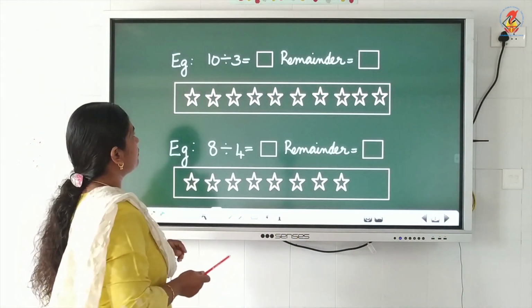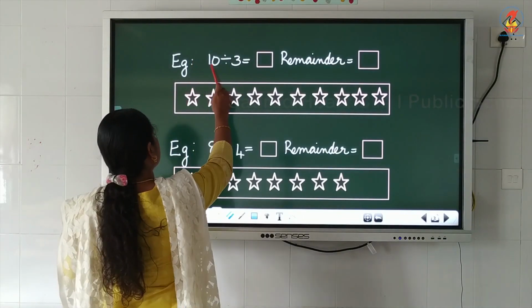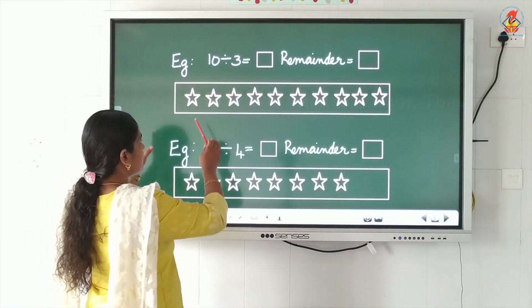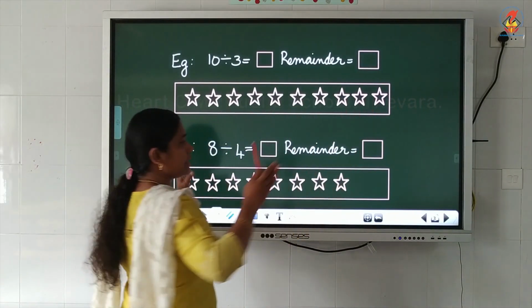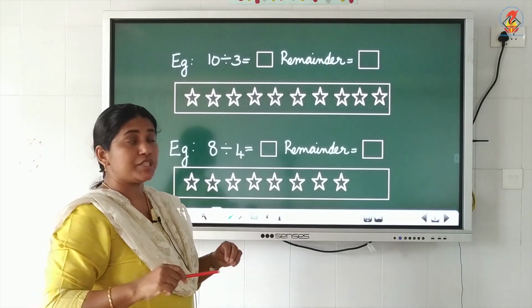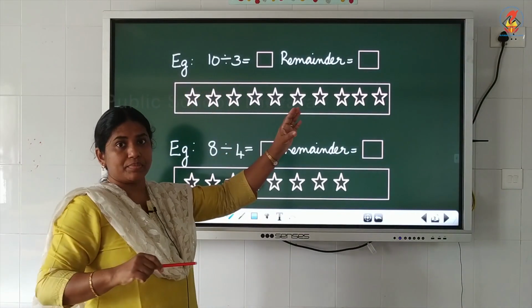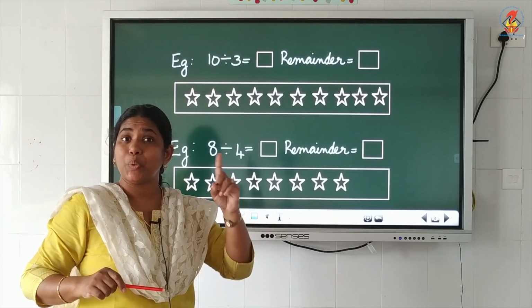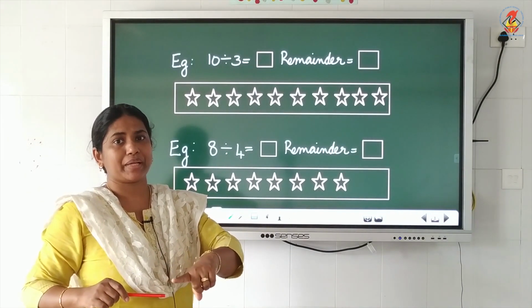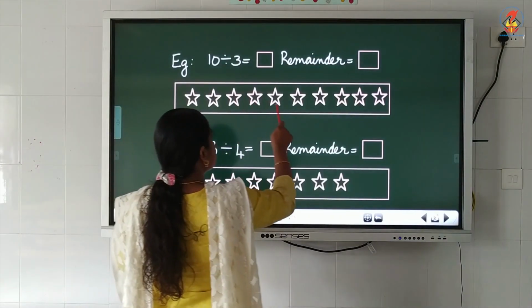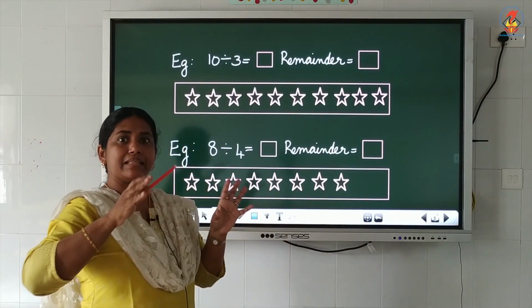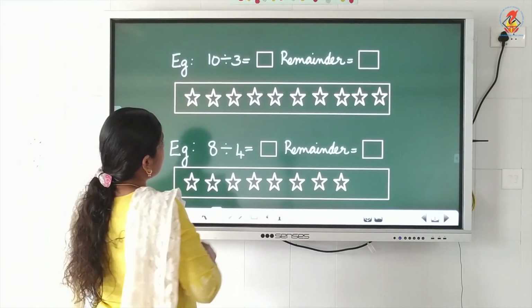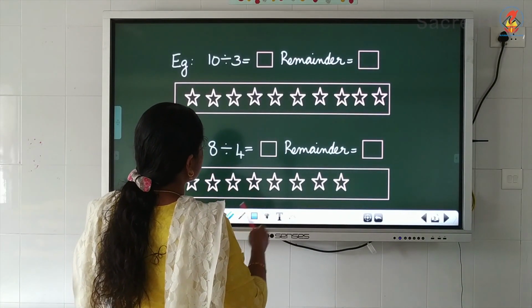Look here, children, one example is given here. 10 divided by 3. The picture is also given here. 10 stars are given here. We want to make them into 3 groups, and remember one more thing, making into equal groups is called division. So we want to make them into 3 equal groups. That means in these 3 groups equal numbers must be there. So how will we make them into 3 equal groups?